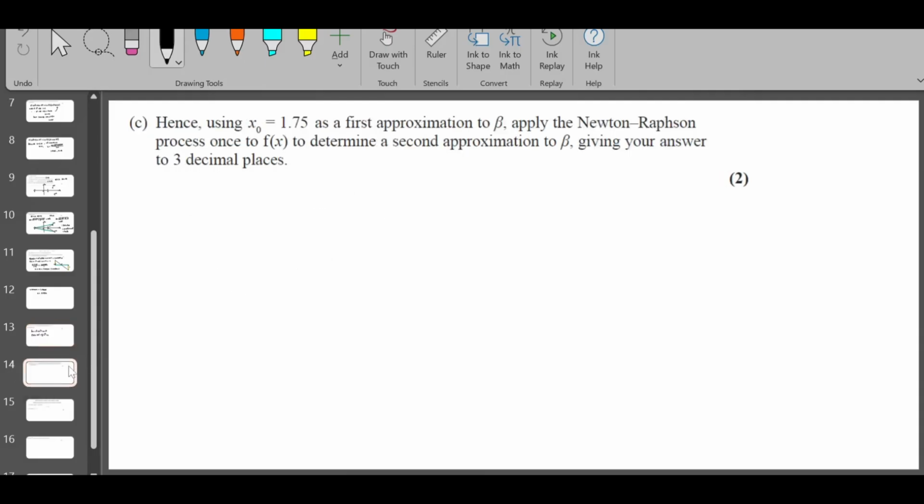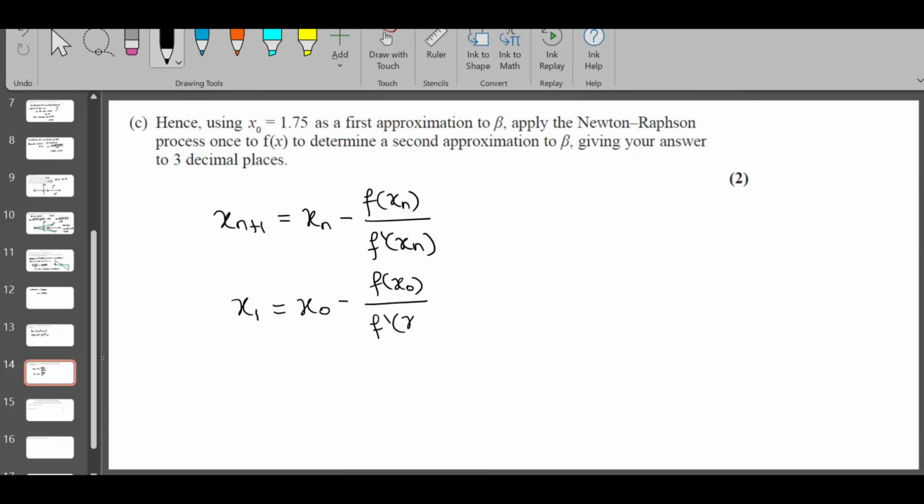Now the next part C, hence use Newton-Raphson process once and using this as a first approximation and find the second approximation. This is a Newton-Raphson approximation. xn plus 1 is equal to xn minus f of xn divided by f dash of xn. This is given in your data booklet. So if they want you to find x1, it's x0 minus f of x0 divided by f dash of x0.